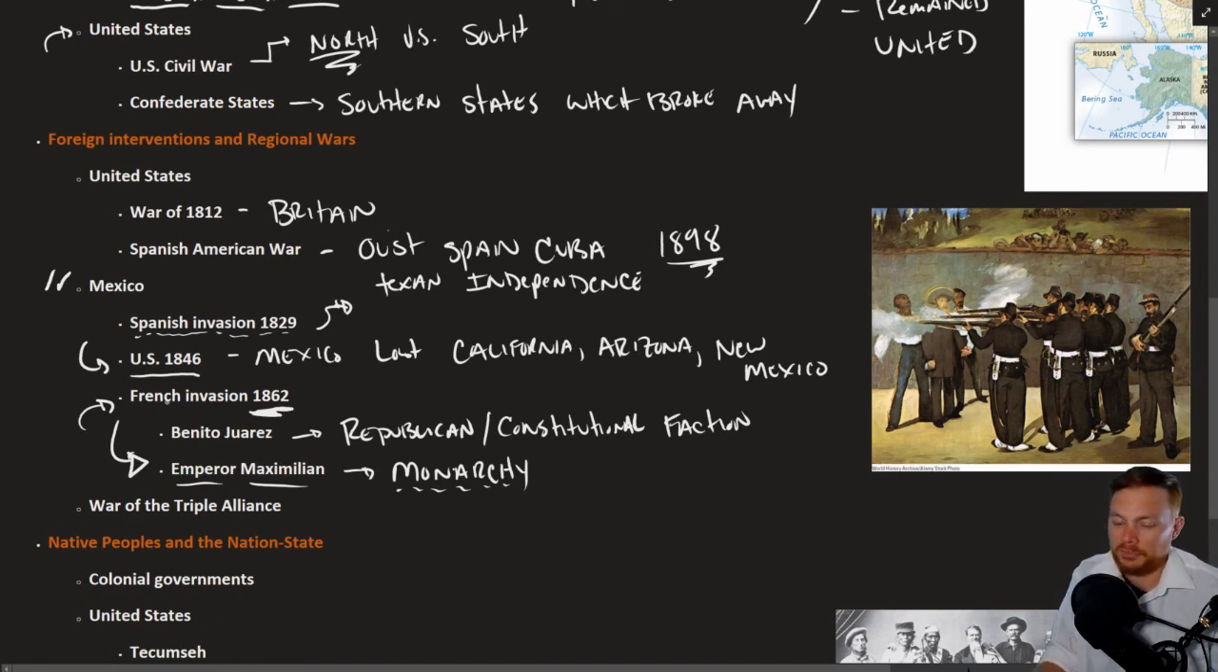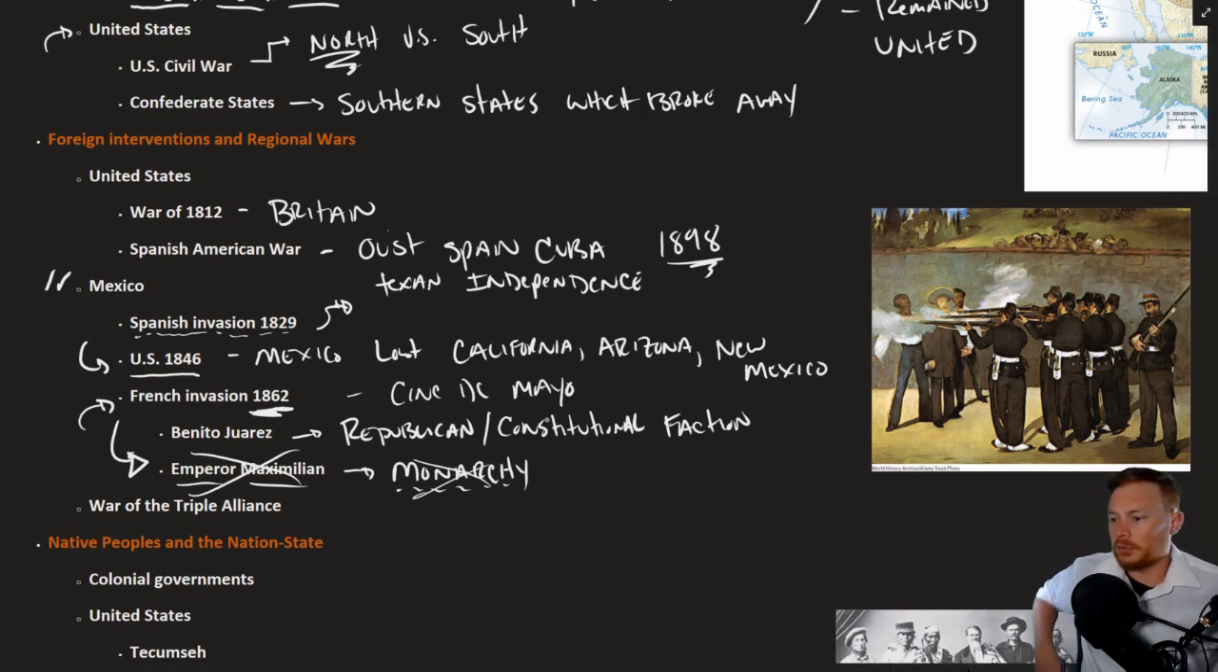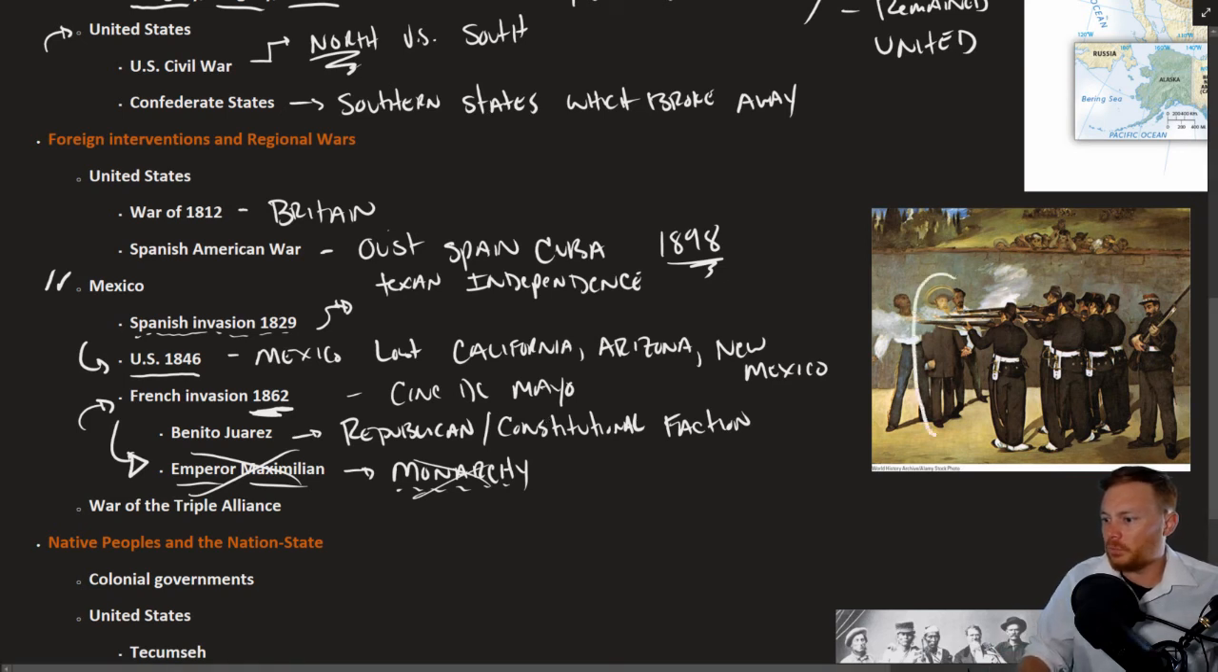Eventually, with a little bit of help from the United States, Emperor Maximilian himself was killed and assassinated, and the Republican, more constitutional faction came out. In fact, it's from this conflict that we get the holiday Cinco de Mayo. I don't know if I'm spelling that correctly, but that was a victory by Mexican forces over the French to repel the authority there. The Emperor Maximilian was executed. This happened in 1867.